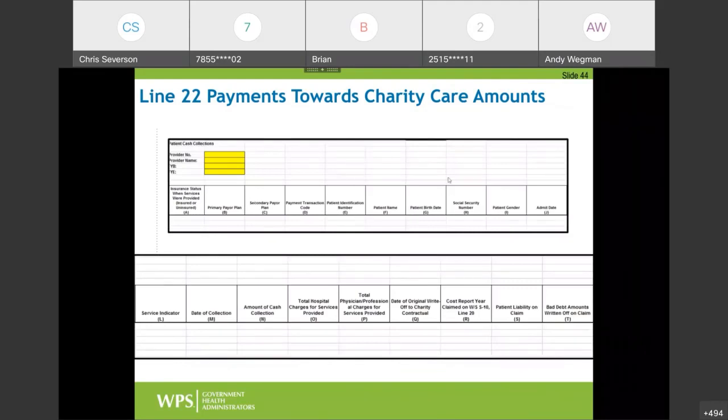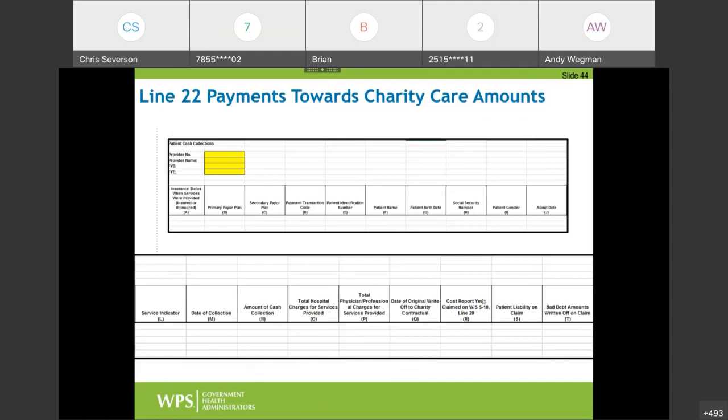The payment listing, again, it's pretty similar to the other one. The amount of cash collection. We need to know the hospital charges and the physician or professional charges, because this payment needs to be allocated across both. Unless it's very clear what the payment was related to, we expect it to be allocated across both, which actually helps you. It's less of a payment you need to report.